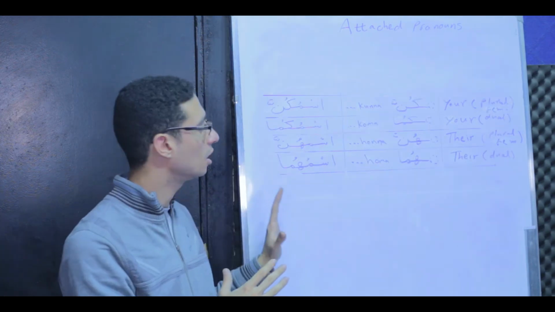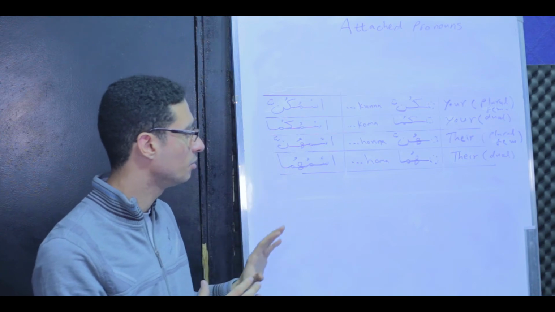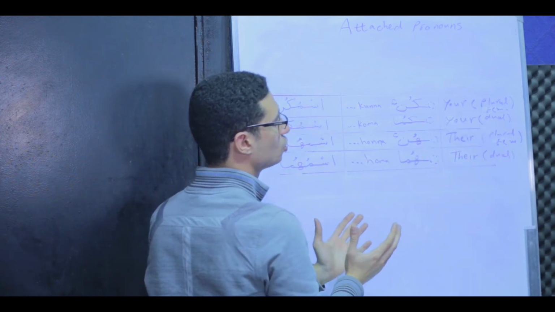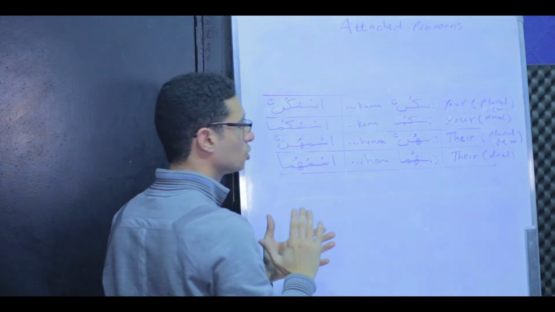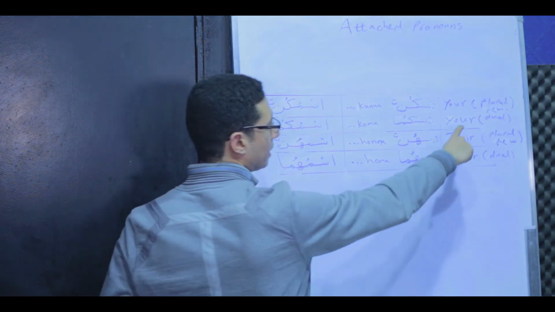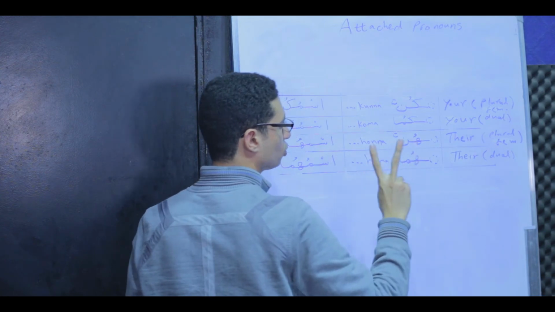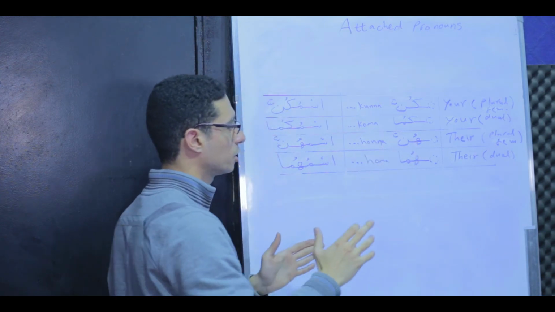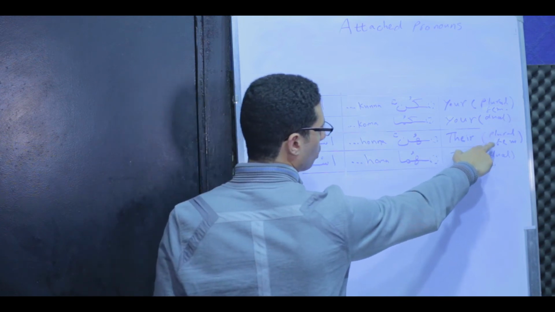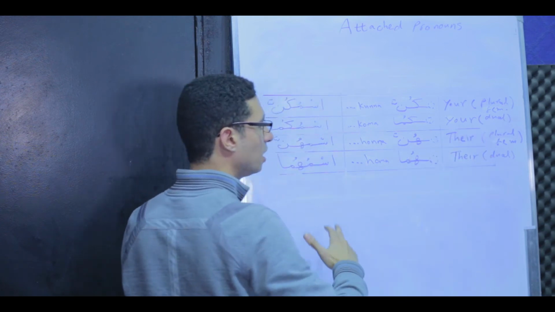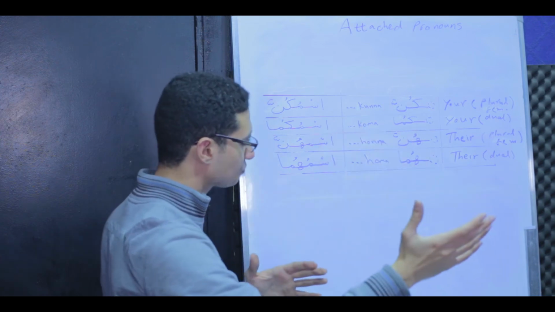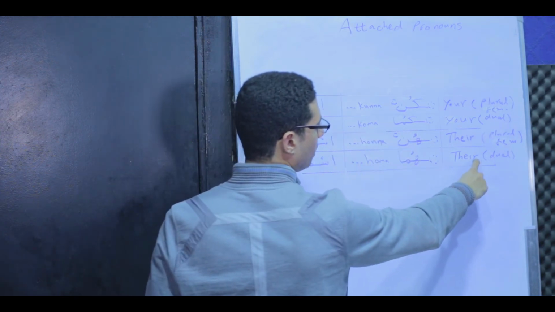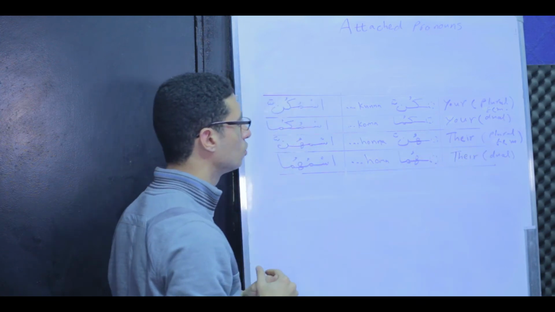These four pronouns are less used, because here this is the plural feminine, if you're talking to a group of girls or women only, and here it's the dual, if you're talking to two persons. It doesn't matter if they are guys or girls. And here it's plural feminine, if you're talking about a group of women. And here it's the dual, if you're talking about two persons.